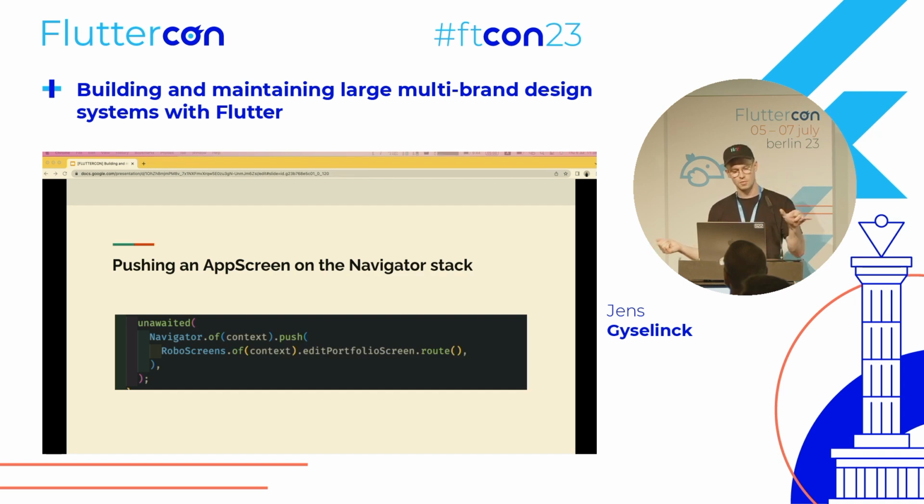You call your provider, your token, and then your .route method. And then you get the screen wrapped in a material page route and all of the transitions go through. You can also pass parameters to it, also possible.